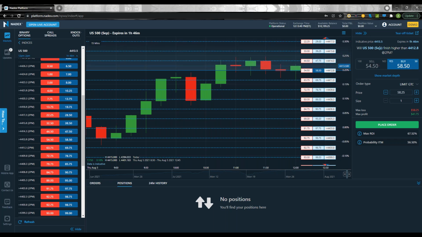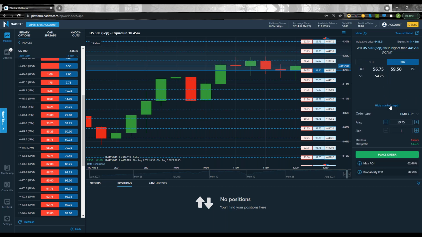Will the US 500 September rollover finish higher than 4412.8 at 2 p.m.? If you think it will, obviously you want to go ahead and buy that contract. If you think it will not finish higher, or if you think it will finish equal to or lower than that 4412.8 point in an hour and 45 minutes, you would then go ahead and sell that contract. For right now, we're going to do a buy just for this first example, but I won't place the order quite yet.